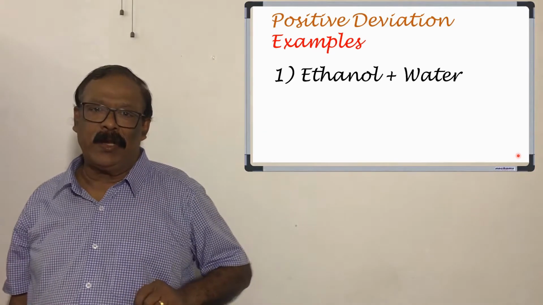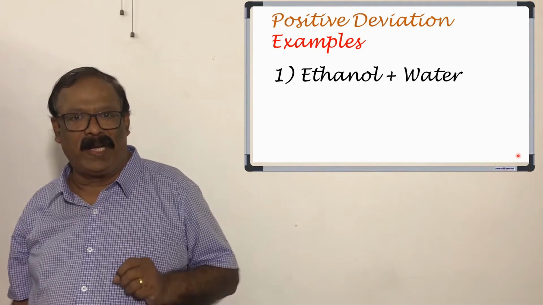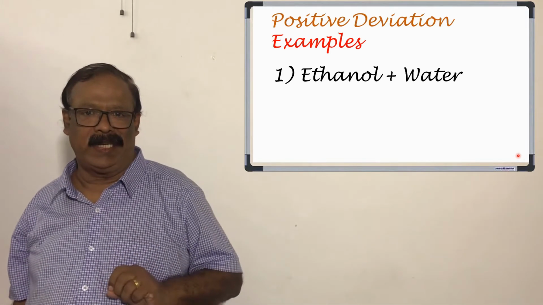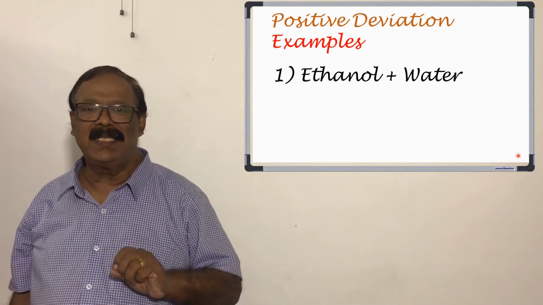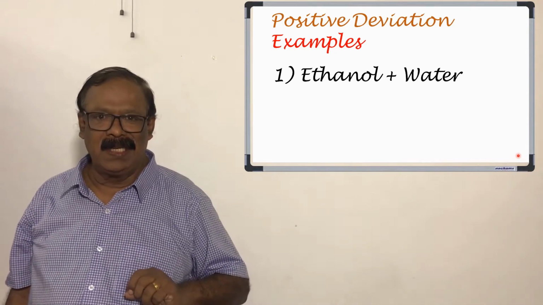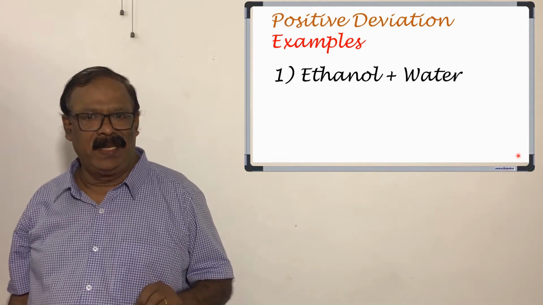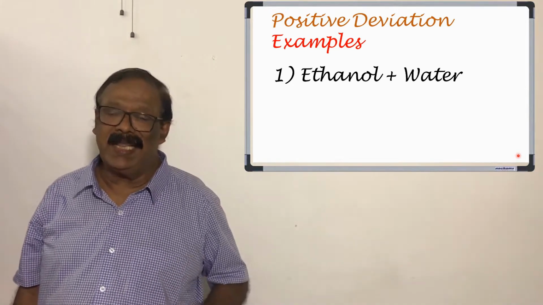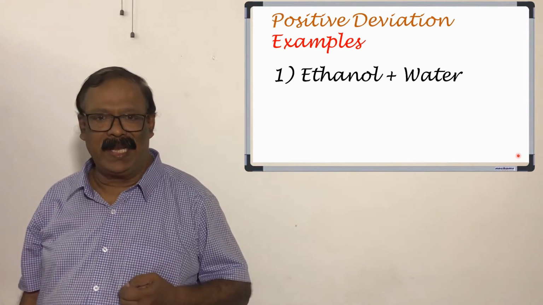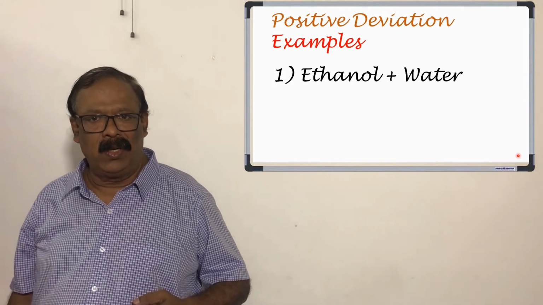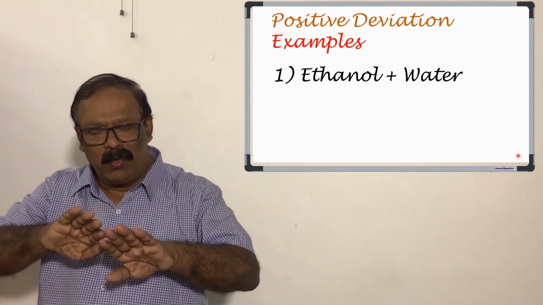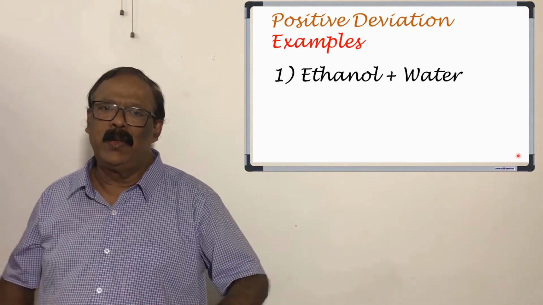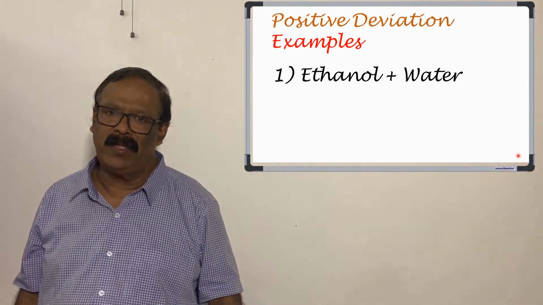When 100 ml of ethanol is mixed with 100 ml of water, the resulting volume will be slightly greater than 200. Why is there an increase in volume? This is because the attraction between ethanol molecule and water molecule is weaker than that present in water and ethanol. So, when the attraction decreases, molecules will move slightly away from one another. This leads to an increase in the volume of the solution.